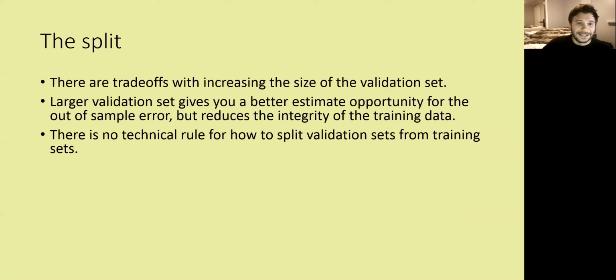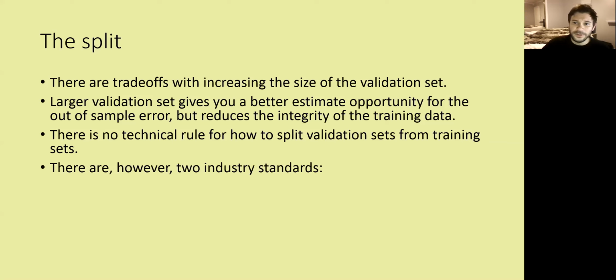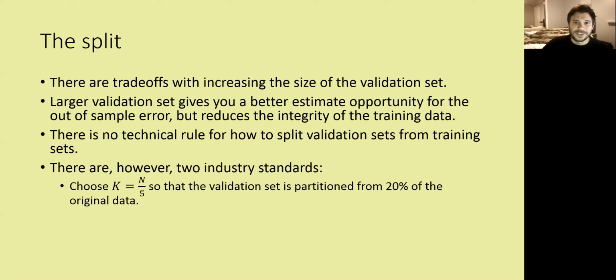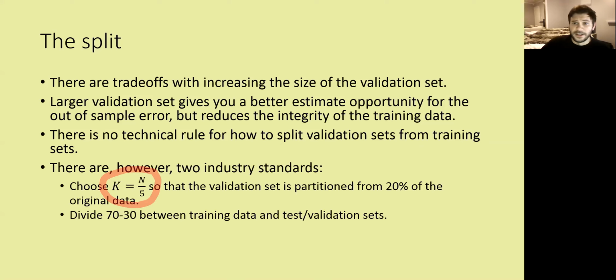There's not really a technical rule for how to split the validation sets from the training sets, but there are two typical standards that are used in industry. One says you should choose the size of the validation set by essentially taking the number of observations and dividing them by 5, which means you're partitioning the data set into 80% training and 20% validation. Another industry standard that we've seen is slightly different. It says let's divide it 70-30. So 70% is used to train the model, 30% is used to validate or test, and I've given that option here.